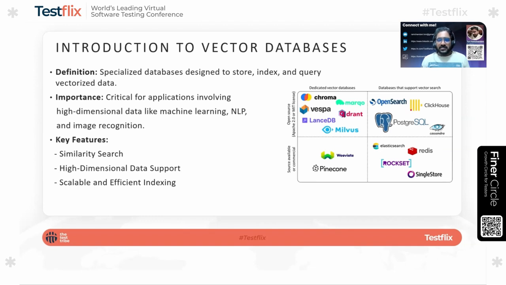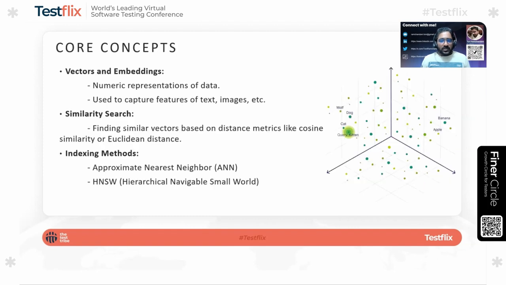And then Redis, Elasticsearch, these are the closed source which support your vector search. What is the core concept behind it? How does it store that? So basically, a vector I spoke about.